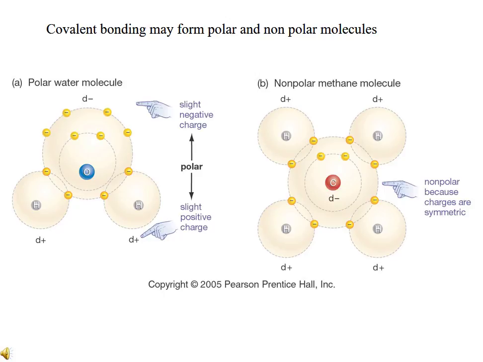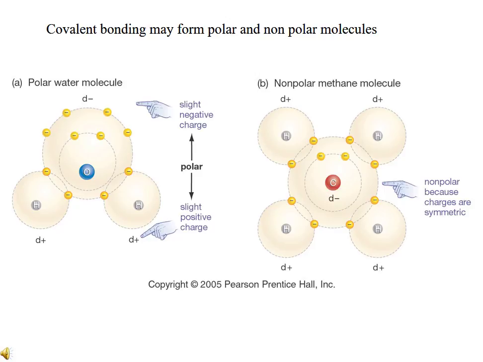Now, if you look to your right, you will see a nonpolar molecule formed by covalent bonding. Here we have carbon, which has a need for 4 electrons. 4 hydrogens come in and donate an electron. The end result is a very, very stable molecule of methane gas.